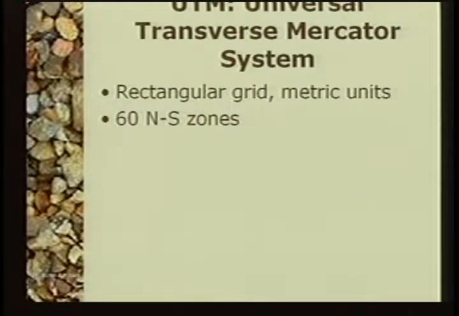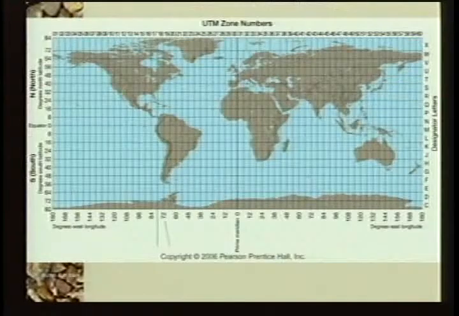Another system that's used is the Transverse Mercator System, the Universal Transverse Mercator System, or the UTM system. This is based on a rectangular grid, and it's based in the SI, or metric unit system. There are 60 north-south zones. Let me show you how that works. Here we go. You can see a flat Mercator projection of the world, and you see that we're starting at 0, 1 in this corner, and we're moving all the way through 60 here.